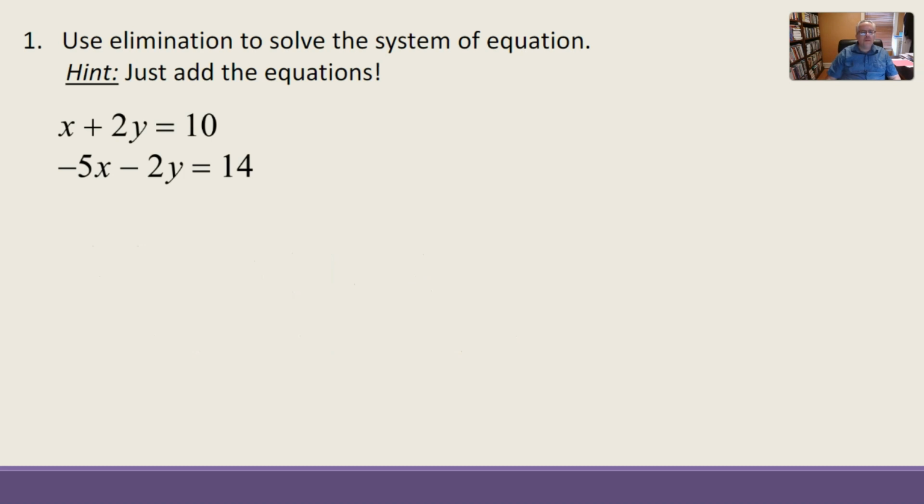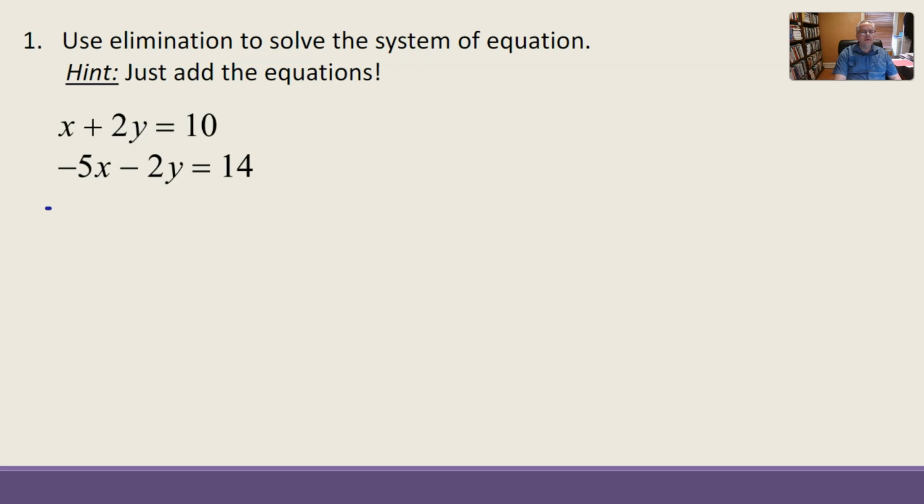So in this first one, we have two equations here, both with variables x and y. And our goal is to find the values of x and y that satisfy both equations. We're looking for an ordered pair that works in both. So on this, we notice that if we just add these equations, the y's will cancel each other.